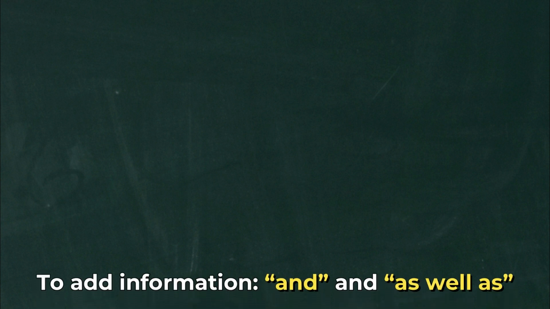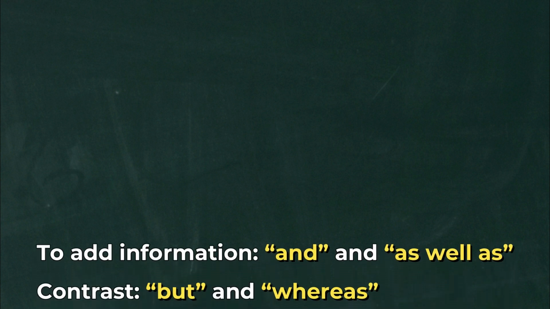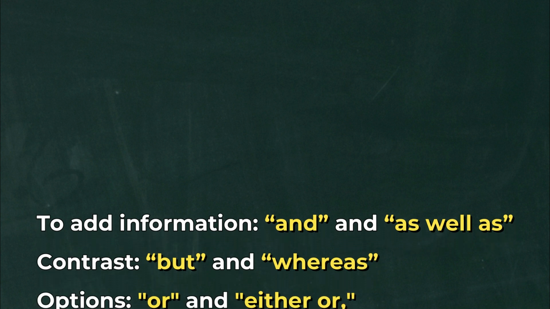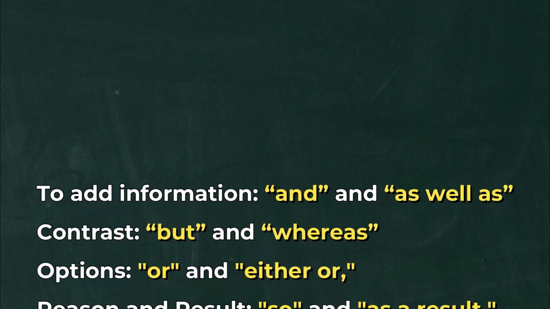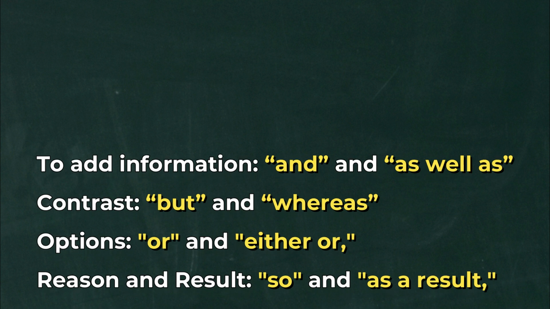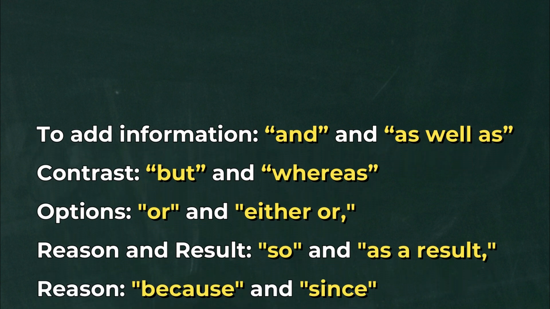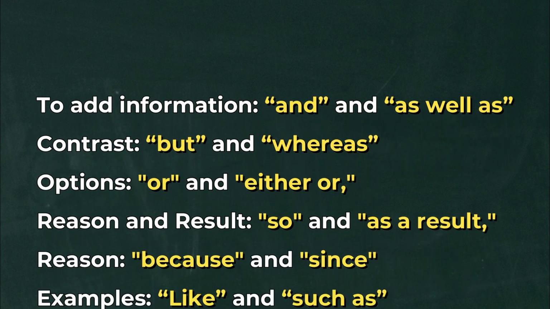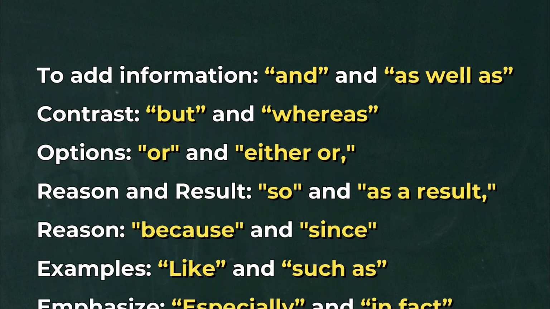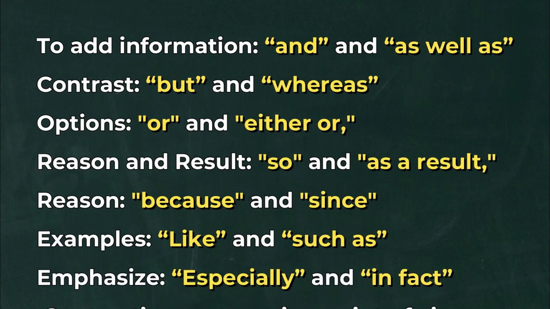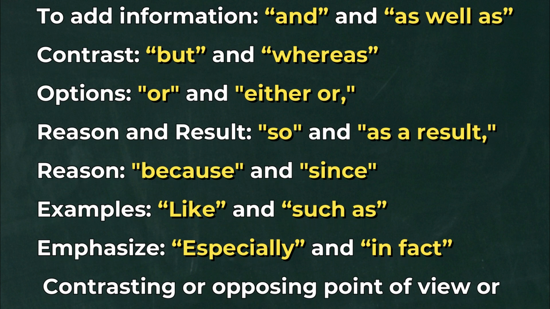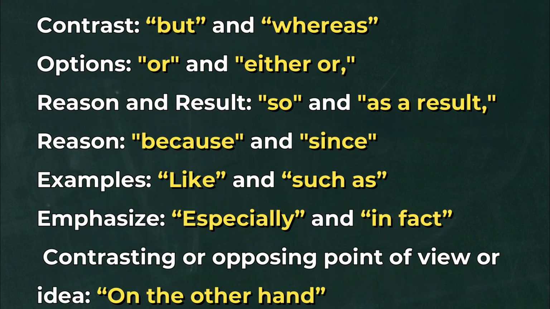In today's lesson, we will be using words that help you connect and add information in your sentences. To add information: and, as well as. Contrast: but and whereas. Options: or and either or. Reason and result: so and as a result.